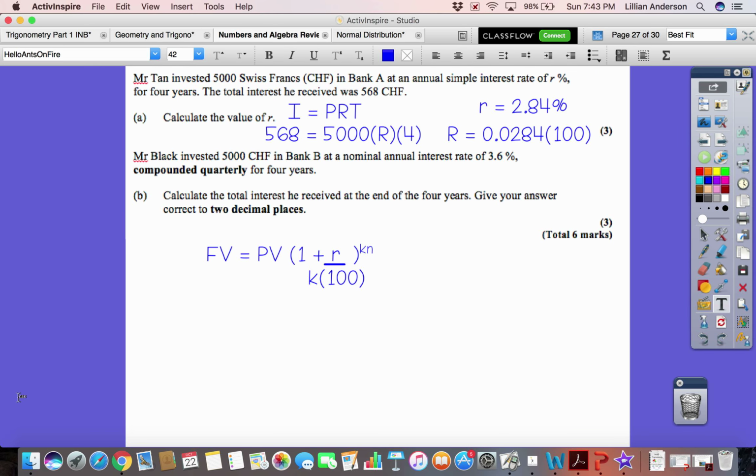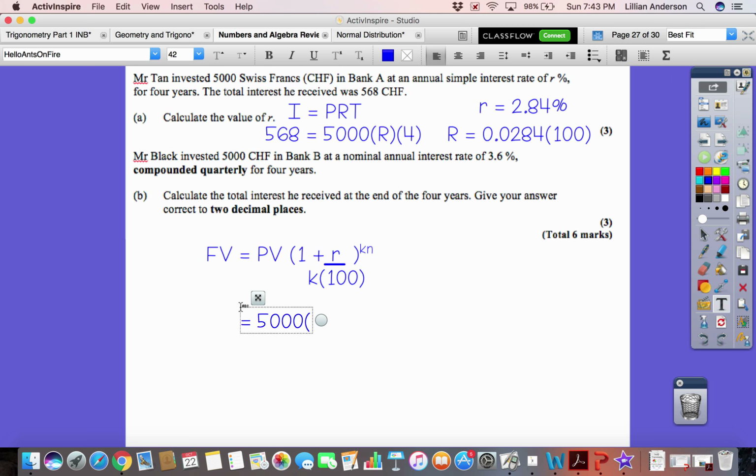All right. Then you had to plug everything in because it actually calculated the total interest he received at the end of the 4 years. Give your answer correct to 2 decimal places. Now, it says calculate the total interest he received at the end of 4 years. Do we know how much he has at the end of 4 years? No, but we can find it using the same formula. We need to know his future value.